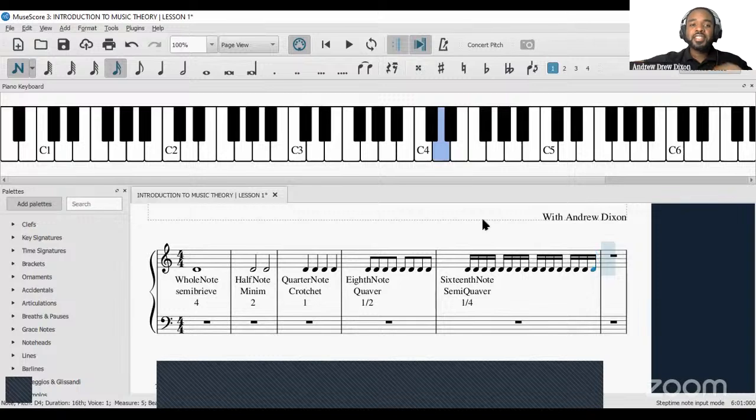So it takes 16 16th notes, or 16 semiquavers, to complete 4 counts. We could say it takes 16 semiquavers to give us 1 whole note. It takes 2 half notes to give us 1 whole note. It takes 4 quarter notes to give us 1 whole note. It takes 8 eighth notes to give us 1 whole note.